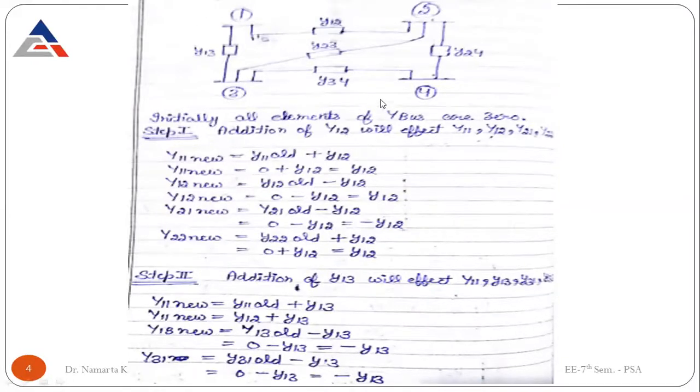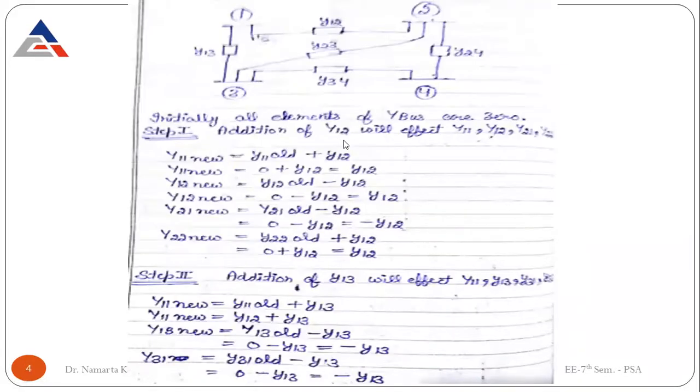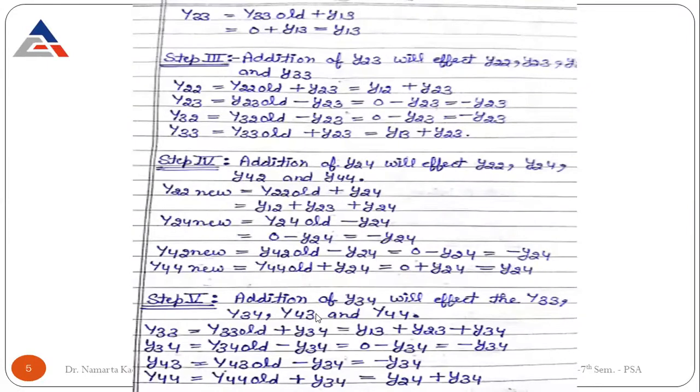As you've seen in this figure, only 5 admittances are connected in the network, so no ground admittances are considered here. As there are 5 admittances, there are a total of 5 steps in the calculations. In the first step, they have added admittance Y12, which will affect Y11, Y12, Y21, and Y22, and so on. Similarly for step 2, they have added Y13, which affects these entries. And after all 5 admittances are added, you assemble them in the form of a matrix. This is how to do the step-by-step method.